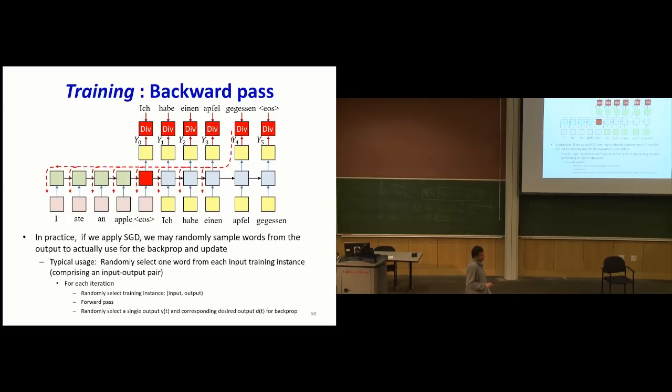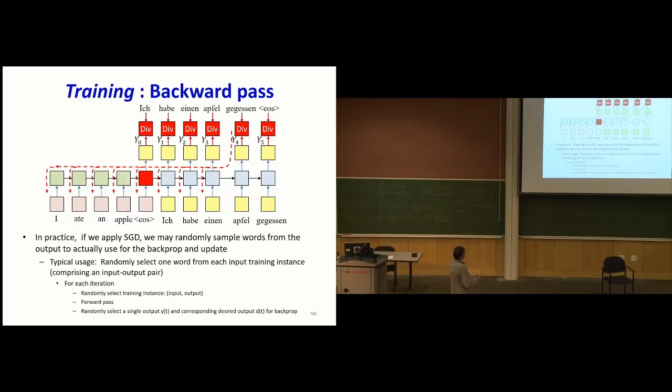Now, in practice, if you're using stochastic gradient descent, you're not actually going to be using this entire sequence. More often, what is done is that you randomly sample one or more words from the output and only pass the gradients, the derivatives for the gradients, back from those randomly chosen words. So within each iteration, for each input, you're going to select one training instance, which is an input-output pair, an input sentence and an output sentence.